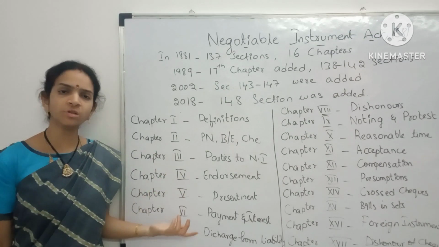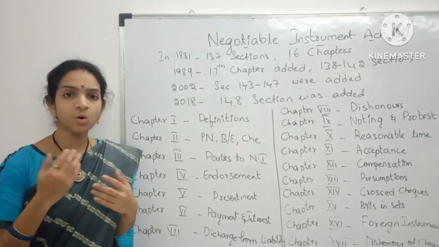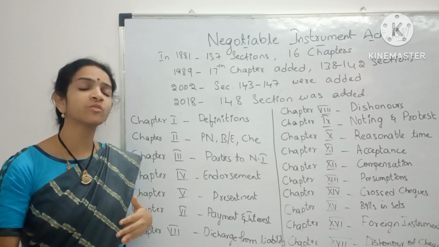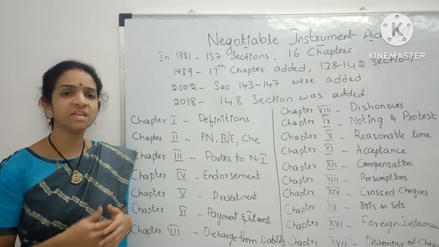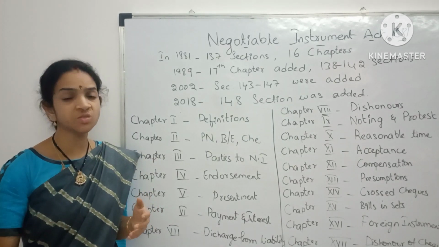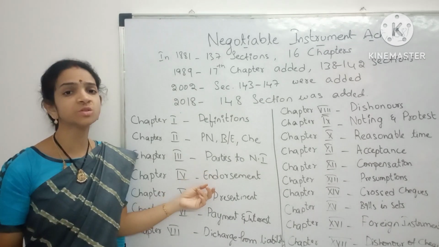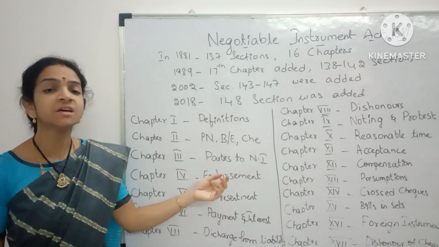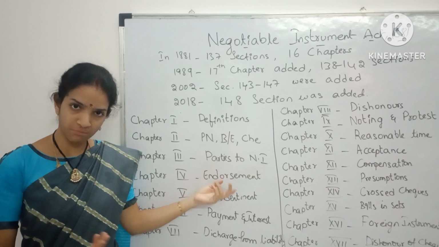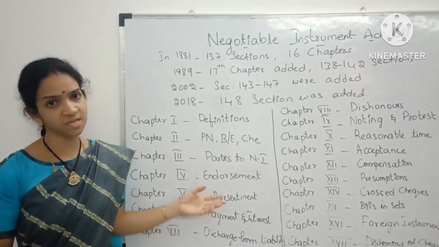Next is chapter 4, that is endorsement. Endorsement is one of the methods of negotiation. That means whenever the instrument is being transferred, it will be transferred through the method of endorsement. We will be looking into what is meant by endorsement, what the kinds of endorsement are and so on.